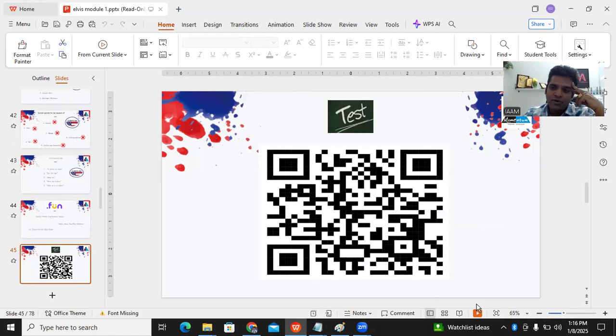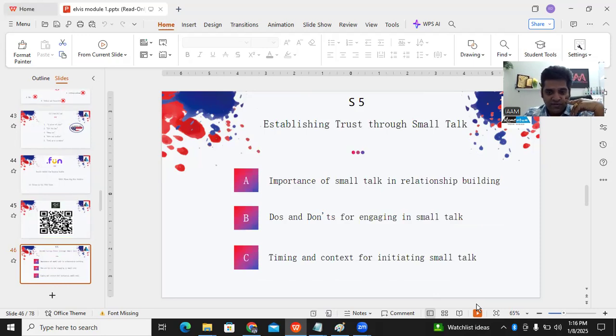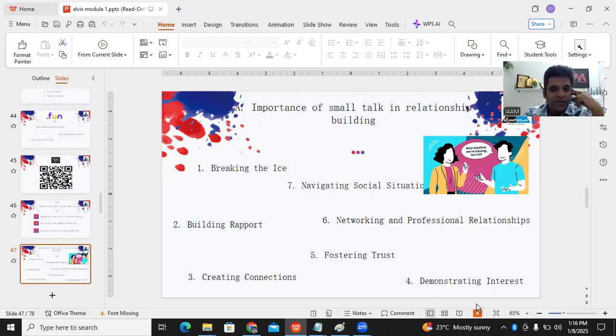This is a learning check that I had done. You can scan the QR code and have a learning check. Then comes session 5, establishing trust through small talk. So this was a main topic about small talk. These are the three areas that I covered under session 5.